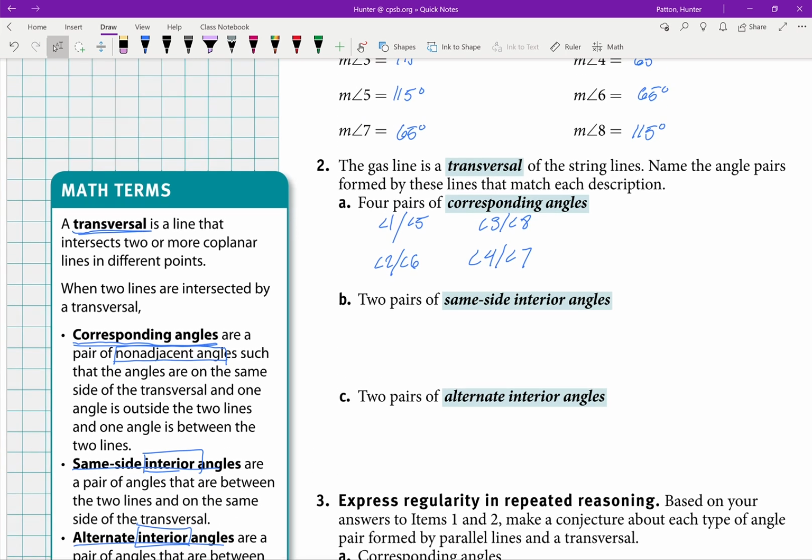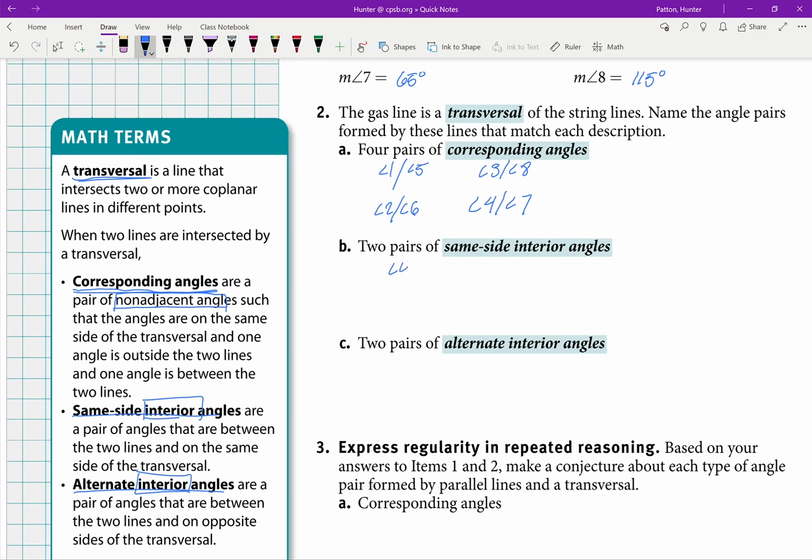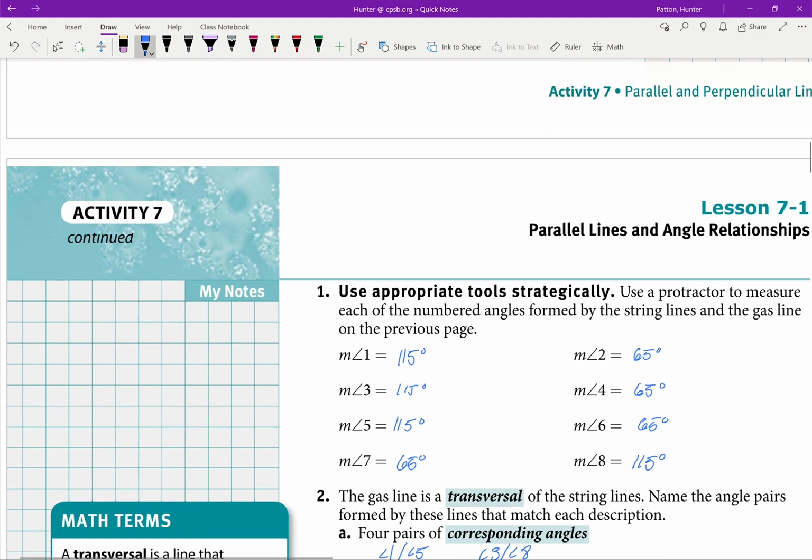Alright, for same side interior angles, there are 2 pairs. Remember, if they're same side interior angles, that means they're on the same side of the transversal and they're both interior, meaning they're both inside the 2 lines. So our 2 pairs will be 3 and 6, and 4 and 5. I find that same side interior angles and alternate interior angles are the easiest ones to find. Alright, for alternate interior angles, we kind of just switch it up. We kind of make a cross right here. Angle 4 and angle 6, and angle 3 and angle 5.